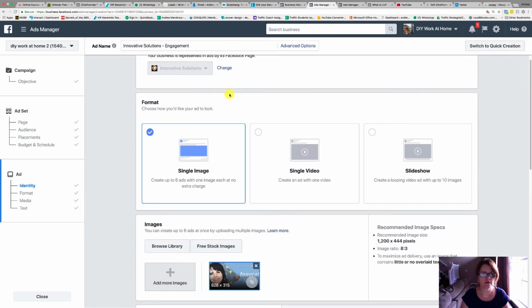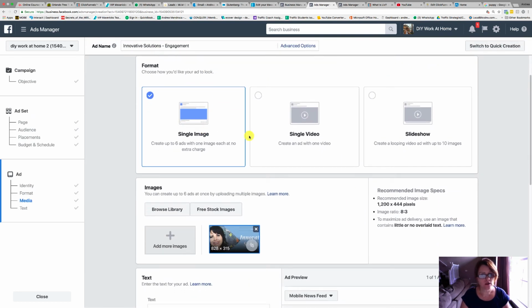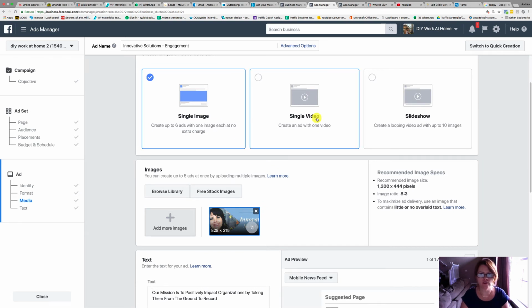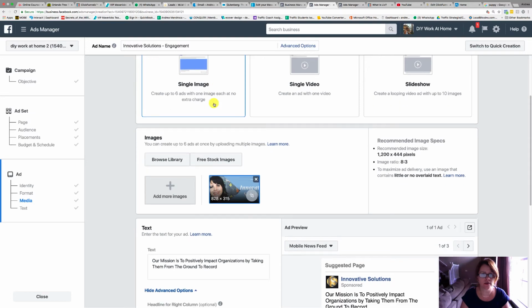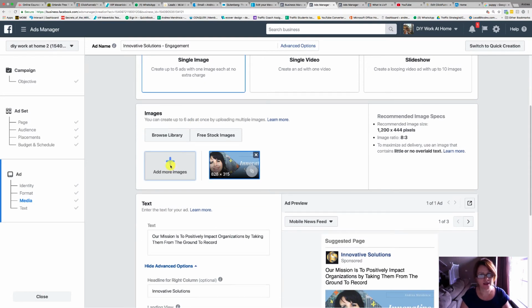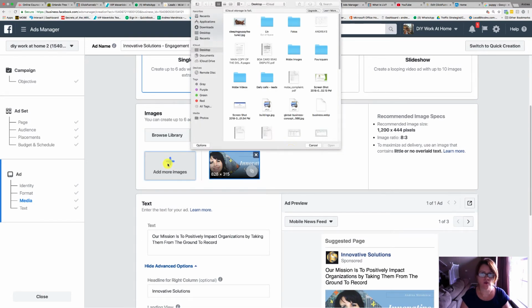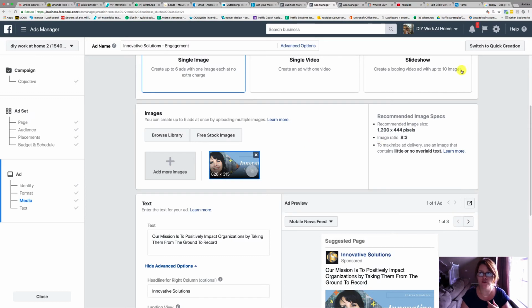Here's my page up here, and then I want a single image. Always have a single image. You can do a video, but for this purpose, don't do a video, just do a single image. And over here, we're going to add more images. I'm going to click on add more. But before we do that, let me show you a trick.